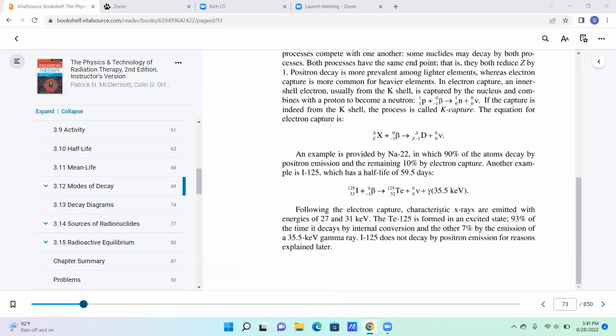Following electron capture, characteristic X-rays are emitted with energies of 27 and 31 keV. The Te-125 is formed in an excited state. 93% of the time it decays by internal conversion, the other 7% by emission of a 35.5 keV gamma ray.